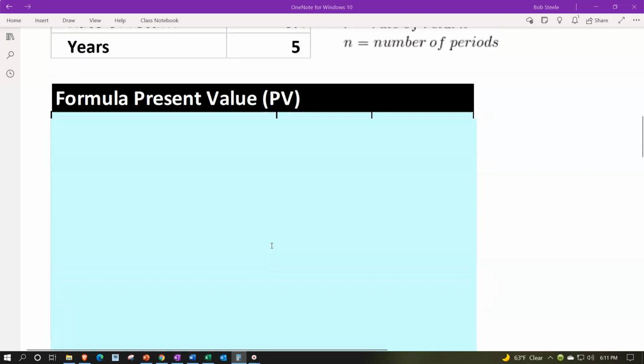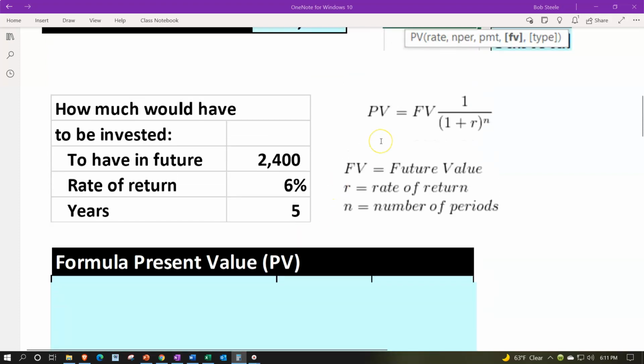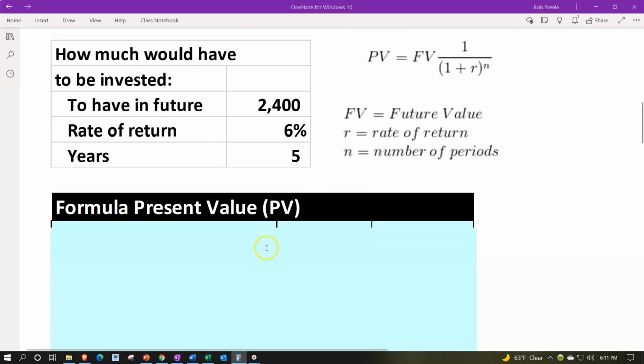All right, now let's do it with the mathematical equation. You could plug this in algebraically, which would simply be a present value calculation equals the future value over, future value being the end result, 2,400 divided by 1 plus r, which is going to be the 6%, to the n periods, which is going to be 5. We're going to plug this into a table type of format, which is good practice for your Excel skills and just visualizing tables, putting it into a format similar to a tax return or financial statement.